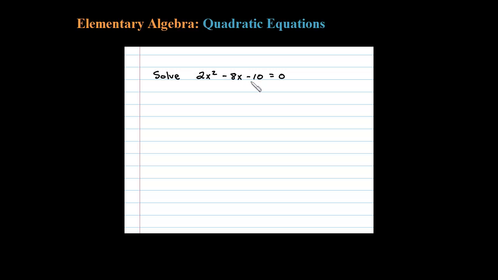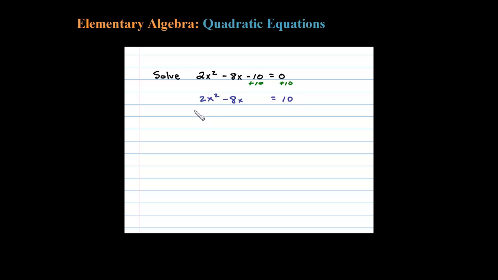Here I want to solve this by completing the square. Well, the first step is to add the 10 to both sides, and that'll leave you with negative 2x squared minus 8x equals 10. Now there's a little bit of a problem when there's a coefficient in front of the x squared term. We need that coefficient to be 1.